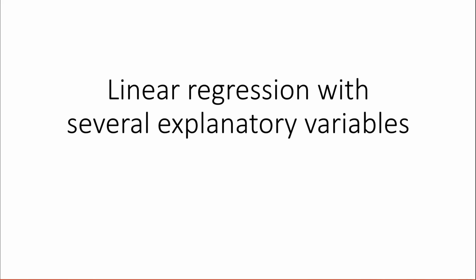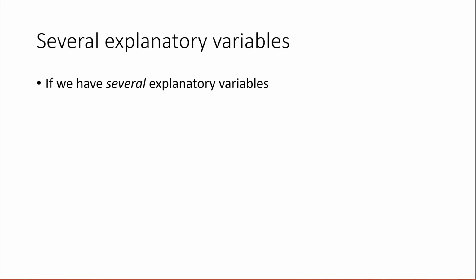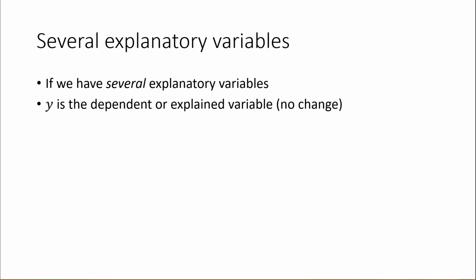So before watching this lecture, make sure you have a good understanding of the linear regression model when we have one explanatory variable. In this lecture, we'll extend this to cases where we have more than one. So we're going to have several explanatory variables. So we will still have one dependent variable or explained variable. No change to the setup here.